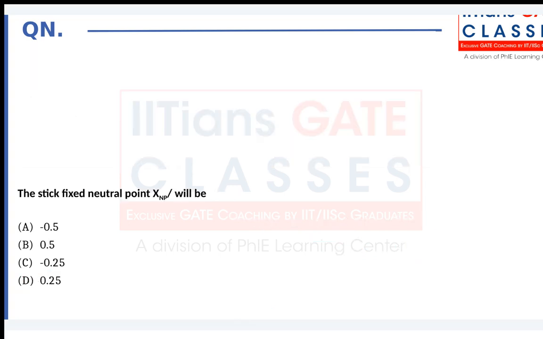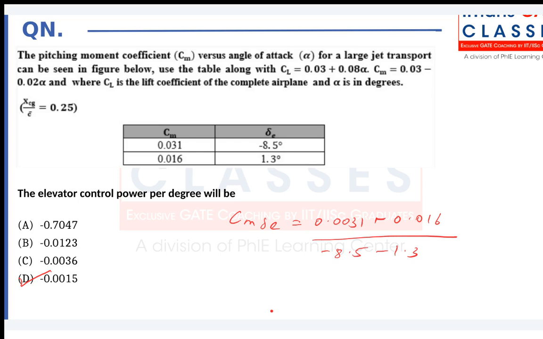Stick fixed neutral point x bar np, so it should be by c bar, right? And I don't know why the question details are not given. So you need to find out the stick fixed neutral point. I'll go to the previous slide for the data. Right? You need to find out the stick fixed neutral point x bar np. 0.27. Are you sure?